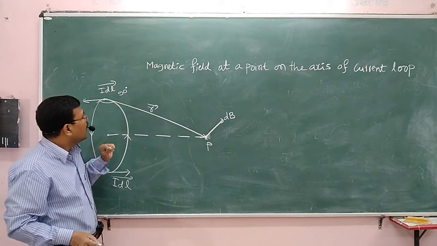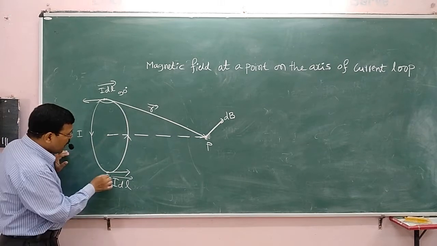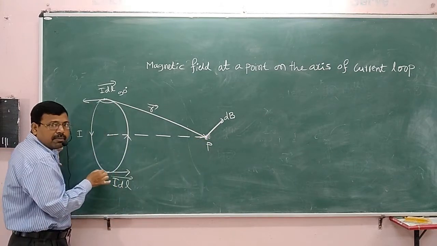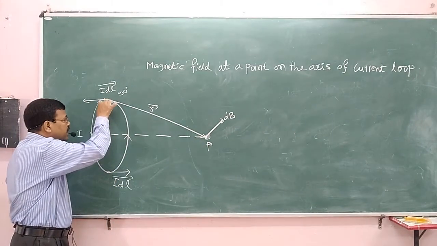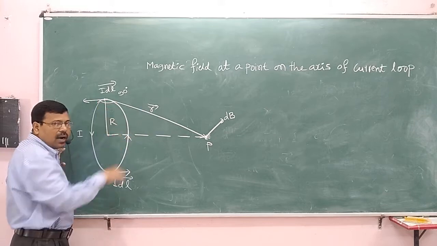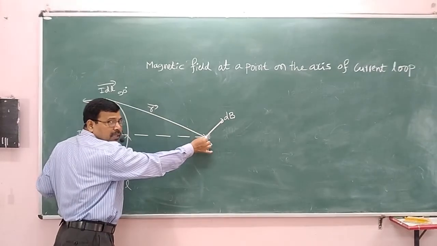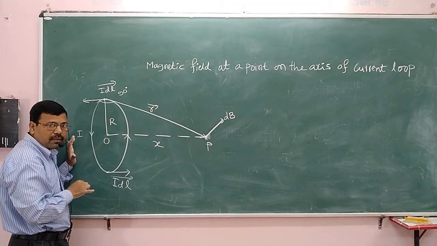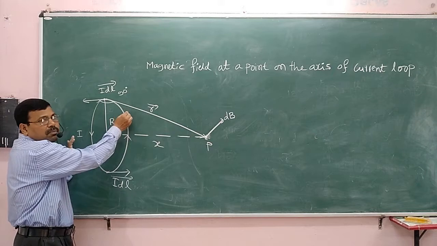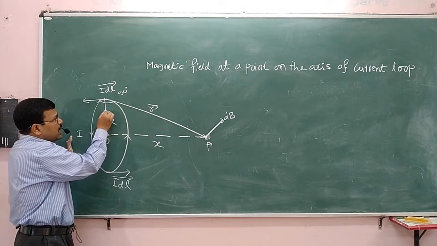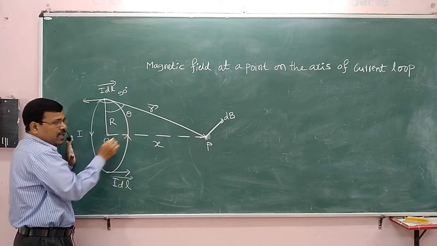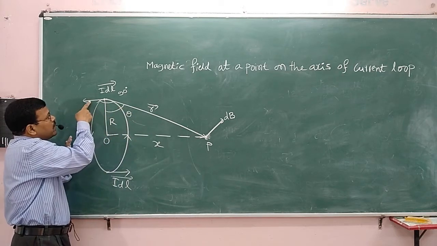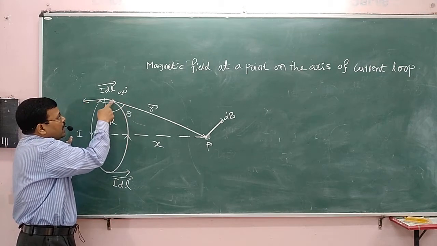Fine. Now let us join these 2 points by an imaginary line. Here is the radius of the coil, small r, and the point P is at a distance x from the center of the coil, and the angle between this R and this r is theta. The angle between capital R and small r is theta, whereas the angle between IDL and R is 90 degrees.